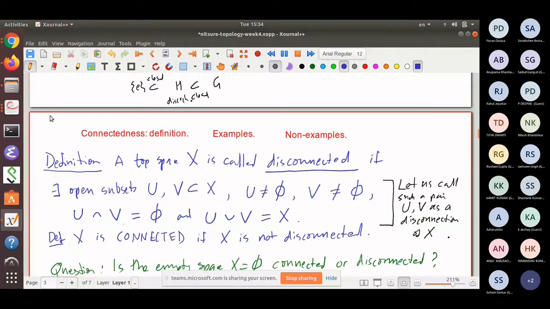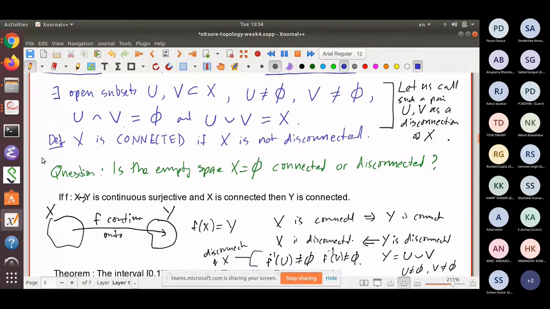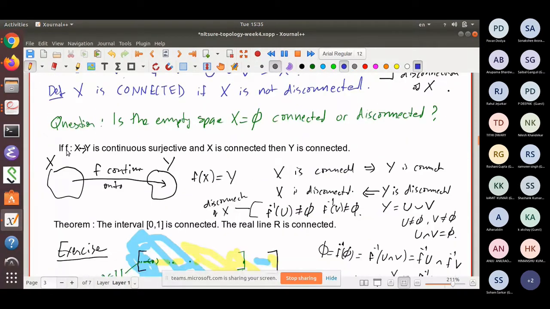Then we introduced the notion of connectedness through the notion of a disconnection. A disconnection of a topological space X is a pair of open subsets, both non-empty, disjoint, whose union is everything. X is connected if there is no disconnection. Then we said that if I have a continuous surjection and if X is connected, then Y is connected. We gave a proof.